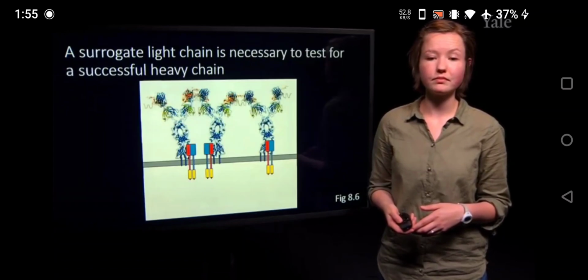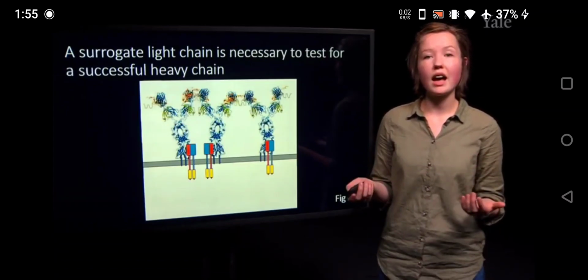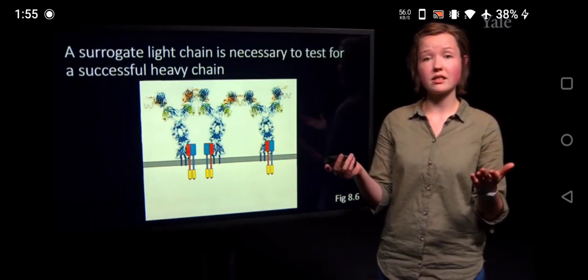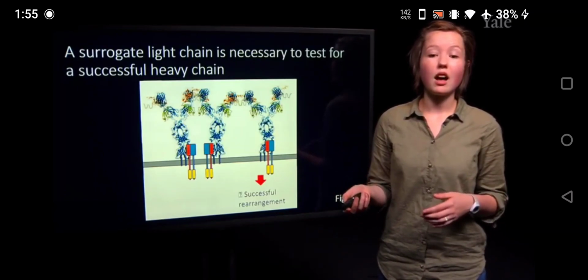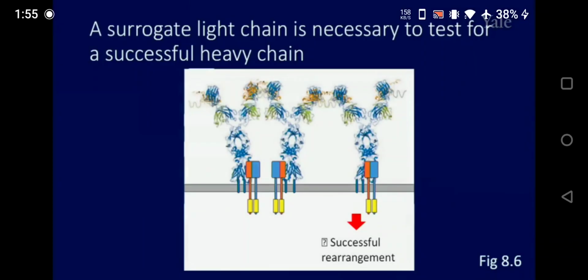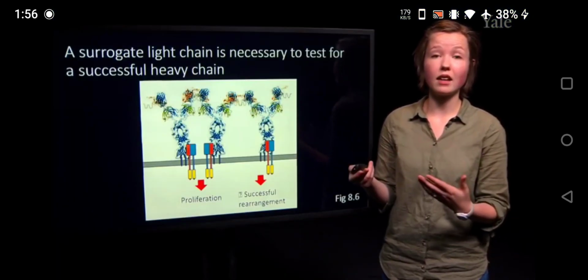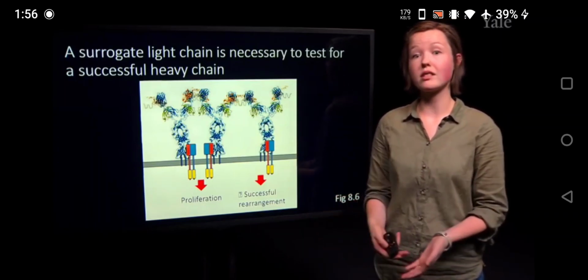So once we have a heavy chain paired with a surrogate light chain expressed on the cell surface that is able to initiate downstream BCR signaling, this tells the cell that there's successful rearrangement of the B cell receptor. It also gives the B cell a signal to proliferate, much as the antigen recognition signal during B cell activation in an immune response also allows the B cell to proliferate.